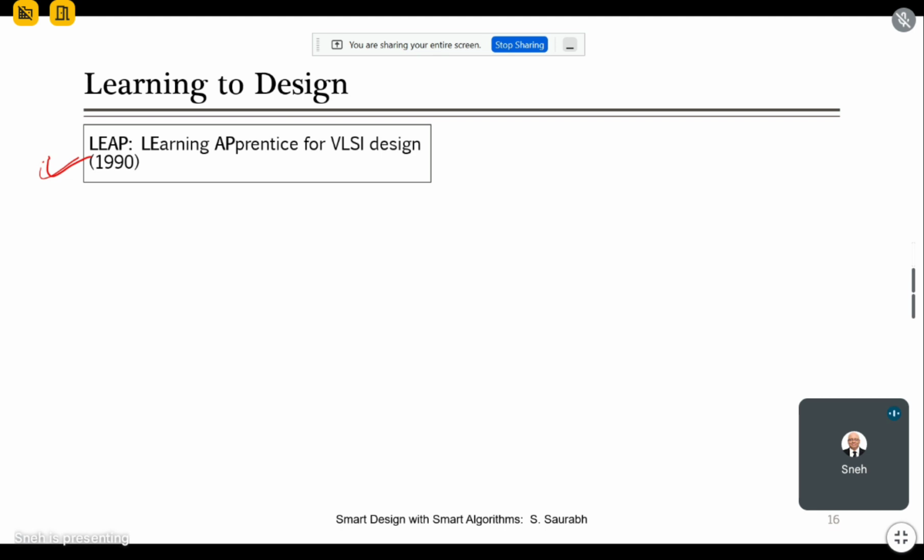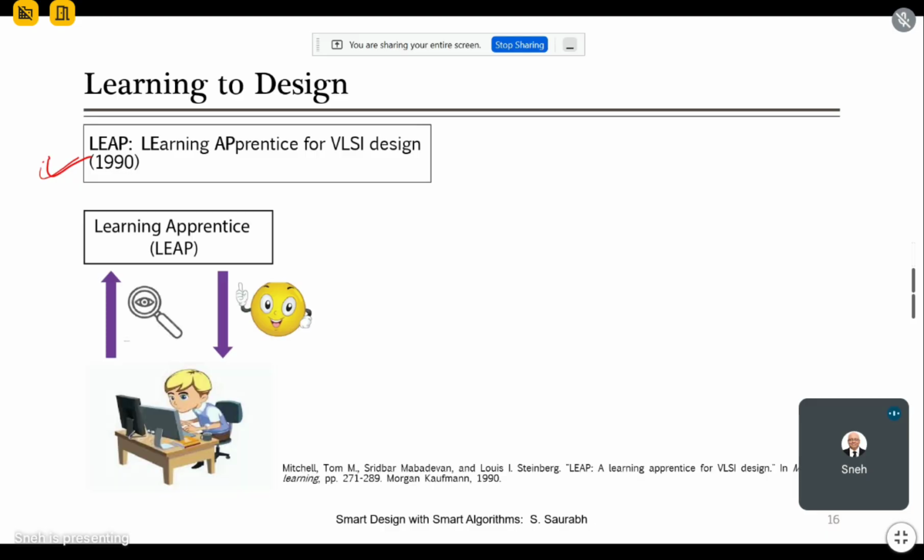But let us look into what this tool used to do, and if we use the same thing now, it will work. Why will it work? Because the processing power of computers and compute resources has increased exponentially in the last 30 years. So in this learning apprentice, there is a tool, and this tool is just observing the designer, who is making your circuit.